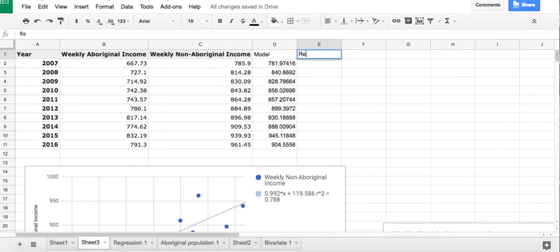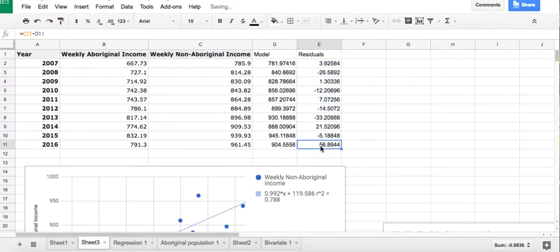Then we can make another column called the residuals. And what the residuals do is we actually see how far above and below the measured values are from what the predicted values should have been using the model. And so this guy was only 4 above, but this last one is actually almost $57 above. And so those are our residuals.